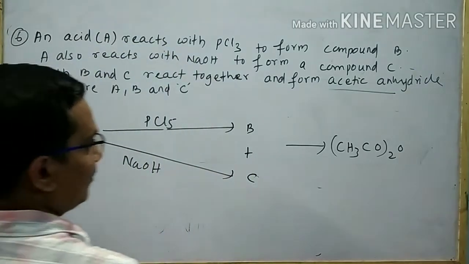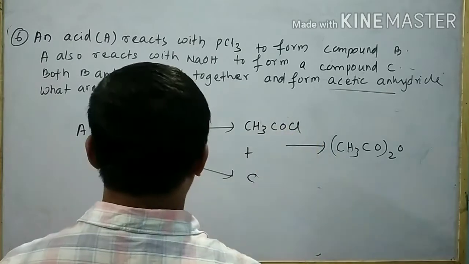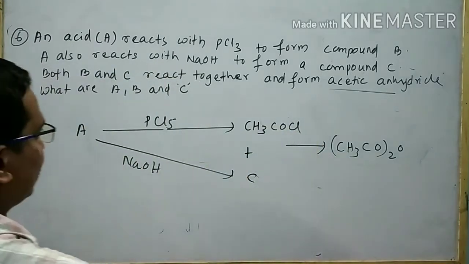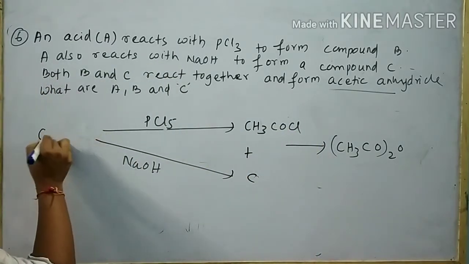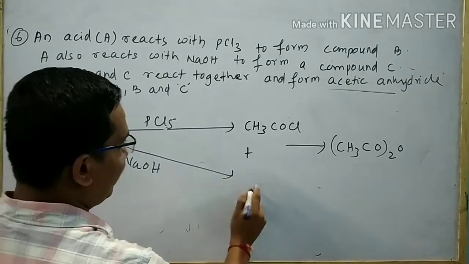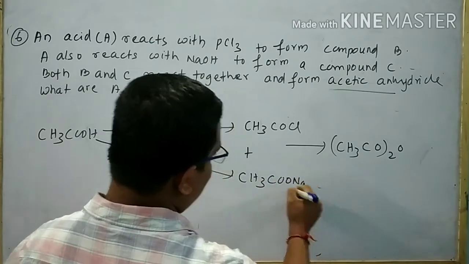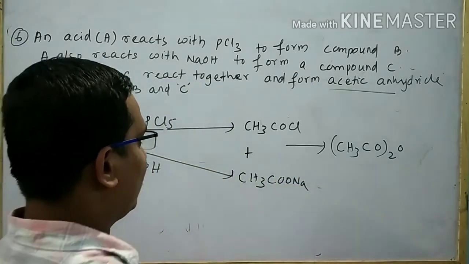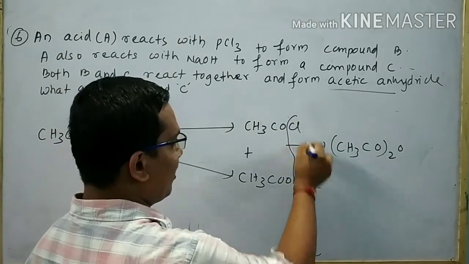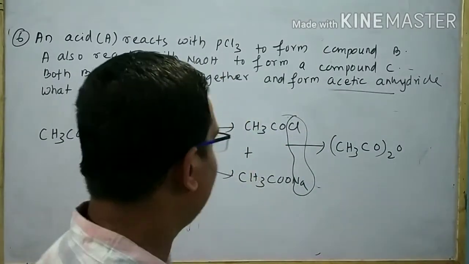That means this is your CH3COCl. If this is CH3COCl, then this is CH3COOH, and this is CH3COONa, that is sodium acetate. The byproduct, NaCl, is removed and the acid anhydride is formed.